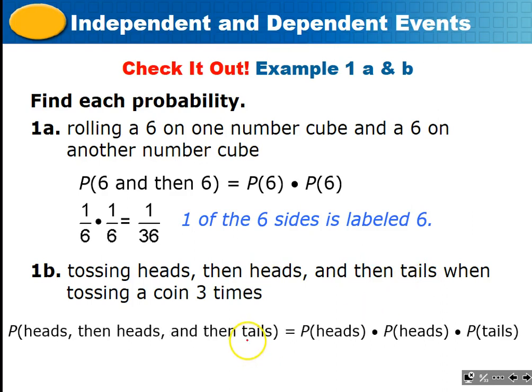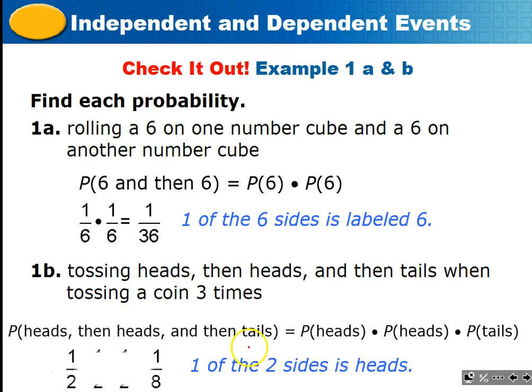So we're just going to multiply those 3 1/2s to each other. 1/2 times 1/2 times 1/2. And recall that we multiply across the top. 1 times 1 times 1 equals 1. 2 times 2 is 4, times another 2 is 8.